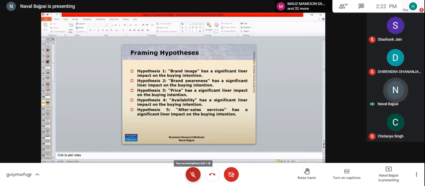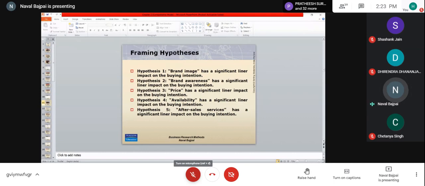This is the indication of application of linear regression, that brand image has a significant linear impact on buying intention. I mean to say, with this hypothesis I'm testing that brand image is significantly linearly impacting buying intention or not. That means I'm saying that when brand image is high, buying intention is high, or reverse. That is what linear impact is: linear in one direction or linear in the different direction.